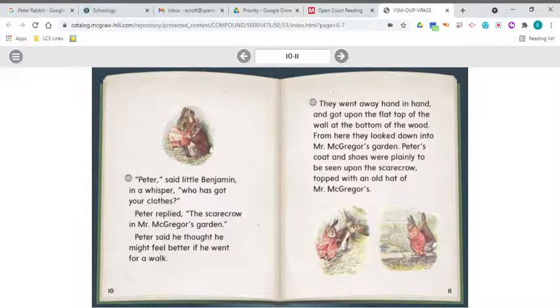Peter, said little Benjamin in a whisper, who has got your clothes? Peter replied, the scarecrow in Mr. McGregor's garden.